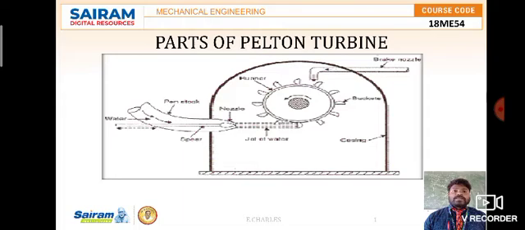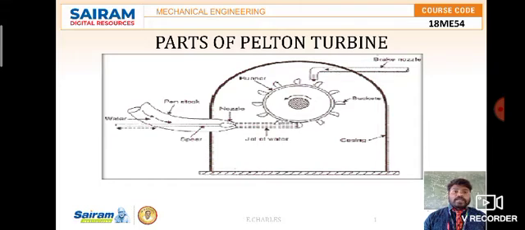There will be a spear inside the penstock which leads to the nozzle. The nozzle is nothing but a small orifice through which water comes out with high velocity and low pressure, and that jet of water comes out and hits the turbine blades in the tangential direction. Here we can see why this Pelton turbine is called a tangential turbine: because the water comes and hits the turbine blades in a tangential direction. That is why it is called a tangential turbine.